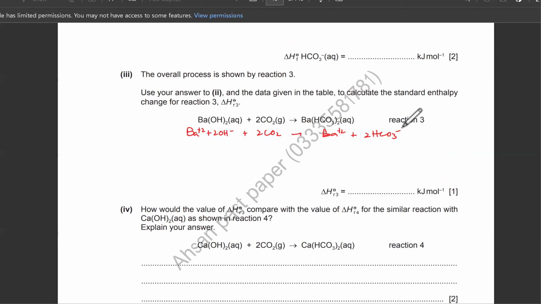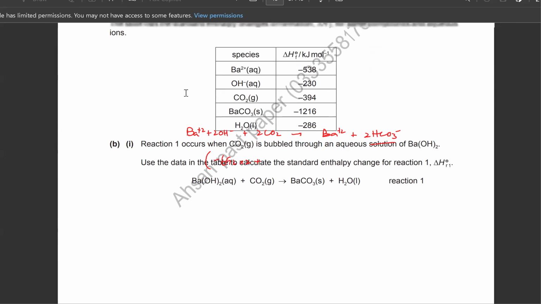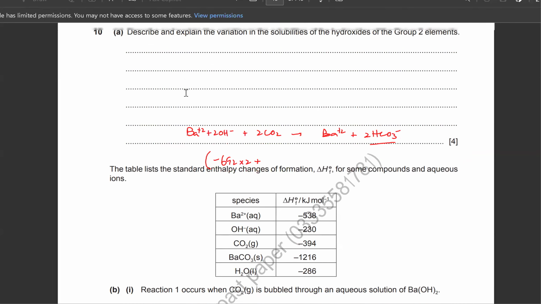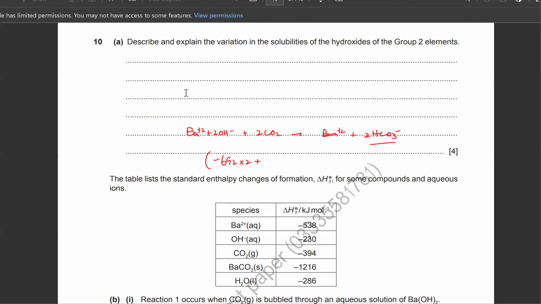So enthalpies of formation are all given. For HCO3, we just calculated. So it's going to be product minus reactants. HCO3 was what? Minus 692 times 2. The other one, the other product is what? The other product is barium, which is given above. So we're going to do all the working there. Okay, take your values from the table. So barium is what? It's minus 538. Okay, that's minus 538.